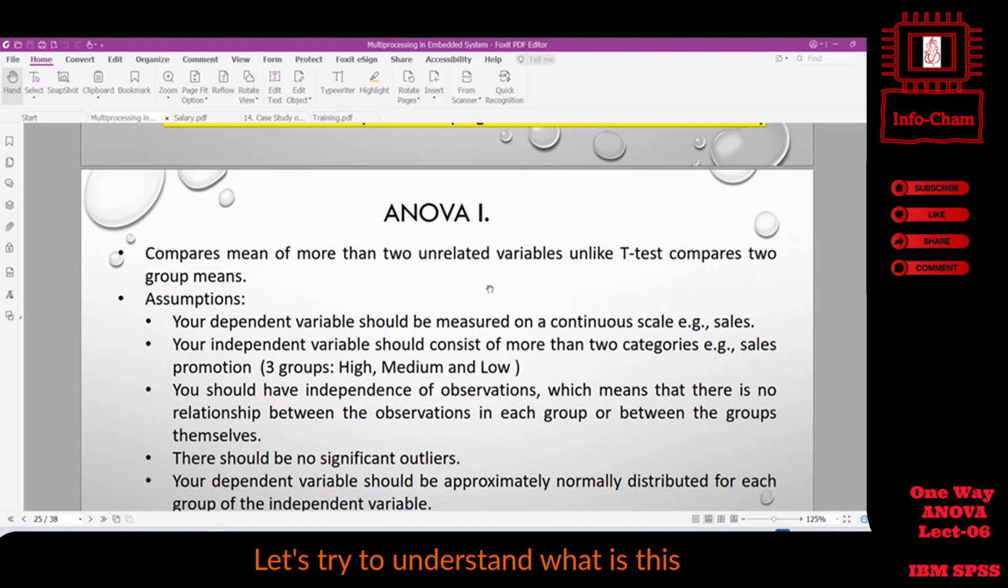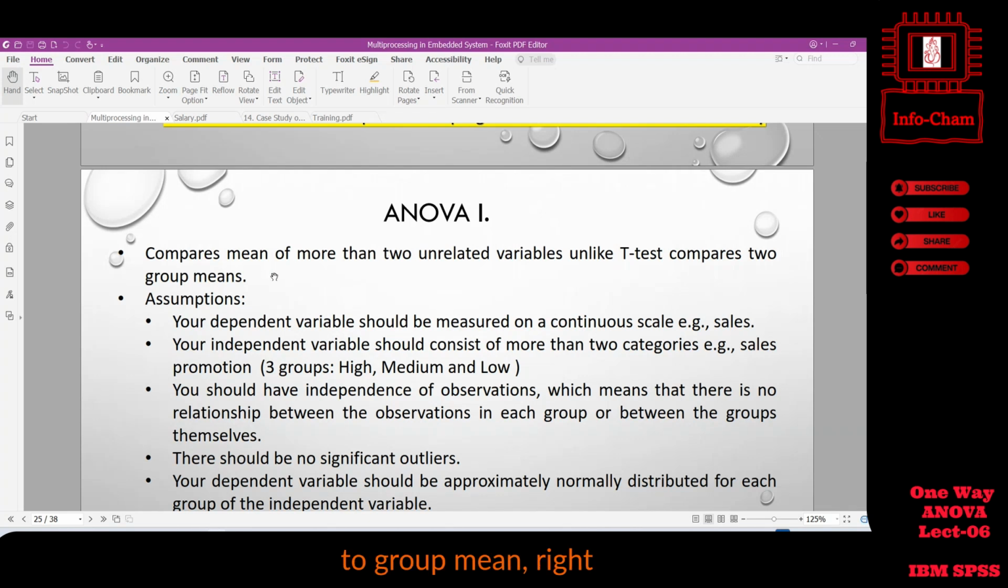Let's try to understand what this ANOVA is. The name is analysis of variance, and the short form is ANOVA, right? It compares the means of more than two unrelated, uncorrelated features or variables.